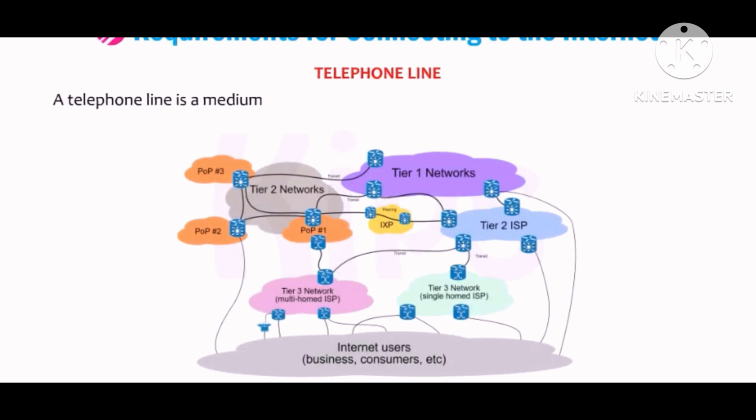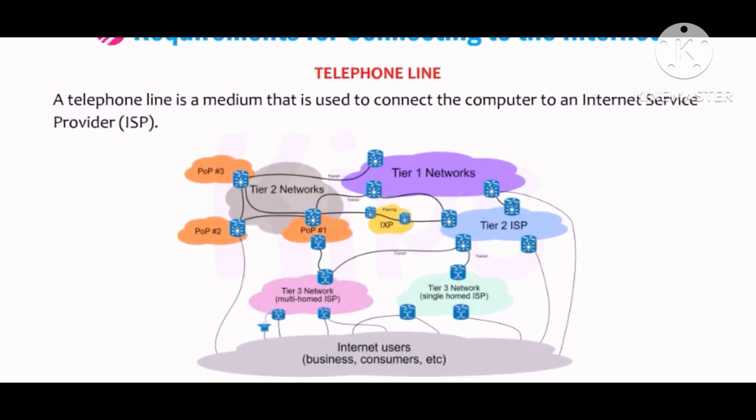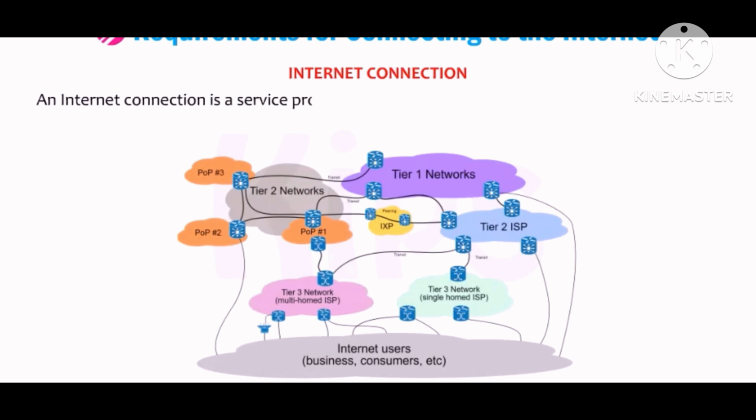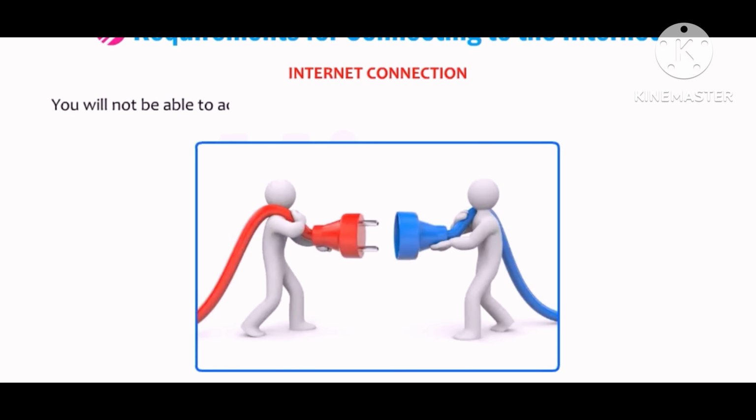Telephone line. A telephone line is a medium that is used to connect the computer to an internet service provider, ISP. Internet connection. An internet connection is a service provided by an internet service provider, ISP, in exchange of a fee. You will not be able to access internet unless you subscribe for a connection with an ISP.